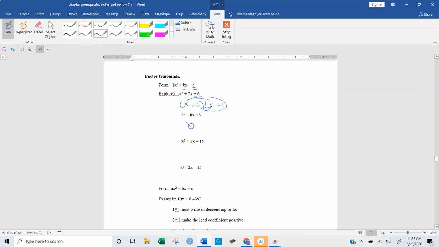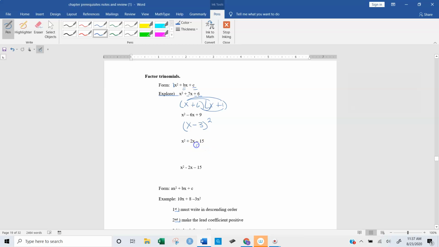Okay, you should have recognized that the factors of 9 that give you 6 are 3, but to get a negative 6, I must have a negative 3. So it's x minus 3, and they're actually the same. So I'd really like you to write that x minus 3 squared. You can write it the other way, but this here will help us later on.